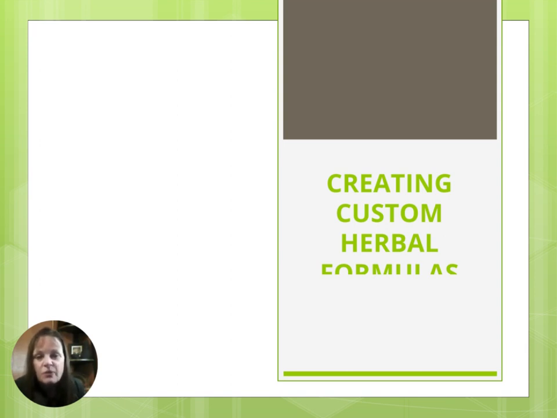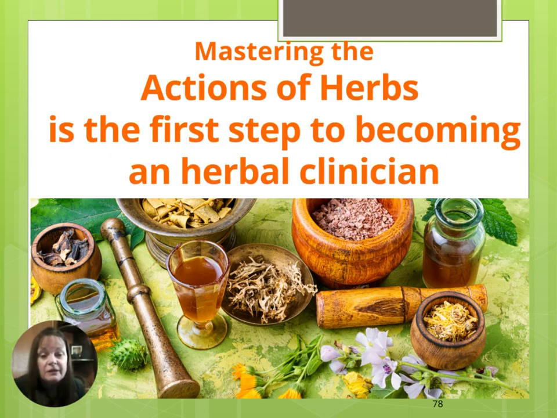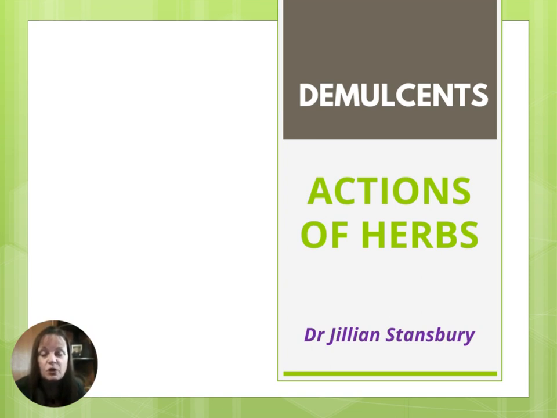For example, we might want to choose something for a digestive complaint that's stimulating to hydrochloric acid to treat digestive pain, or we might want to choose something that inhibits or limits or soothes digestive pain. That's a demulcent, and that is our topic for today. A first step to becoming an herbal clinician is to master the various actions of herbs. And in this short segment, we're going to be looking at herbal demulcents.